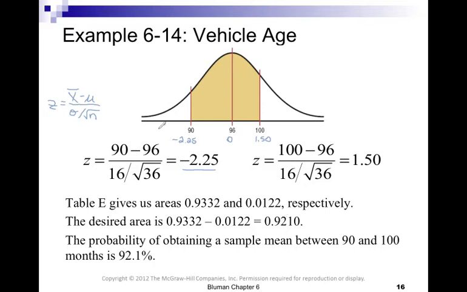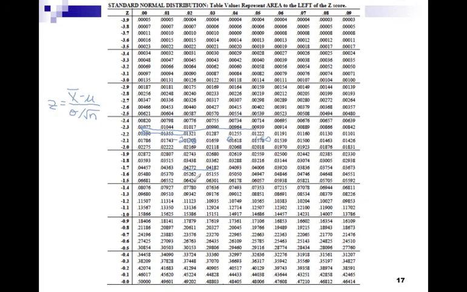Now, this area we're going to find here is from there to the left. This area is going to be from that score to the left. So to get this part in the middle, we need to subtract the two. So we're going to go forward. We have a negative 2.25. So here's negative 2.25 right here. 0.0122.